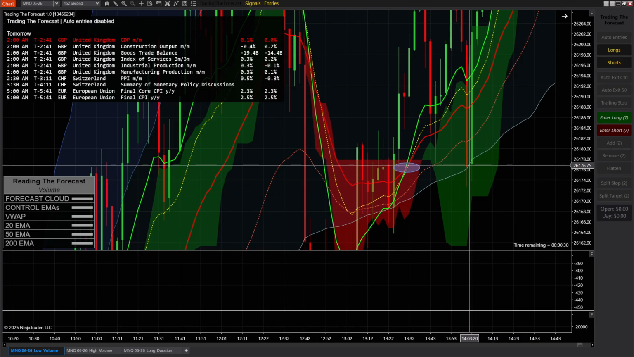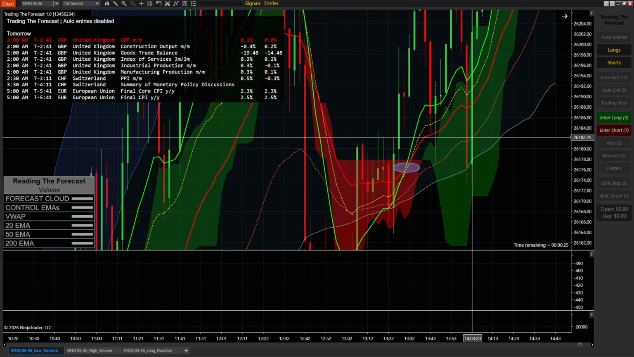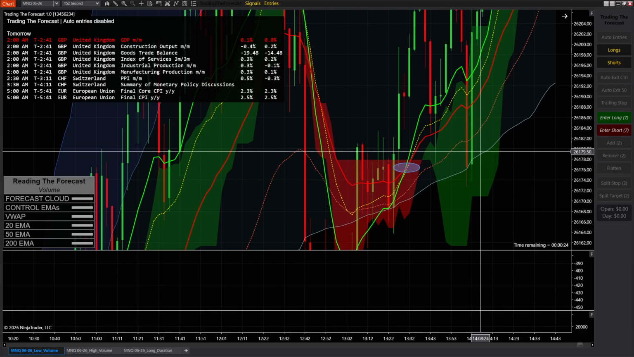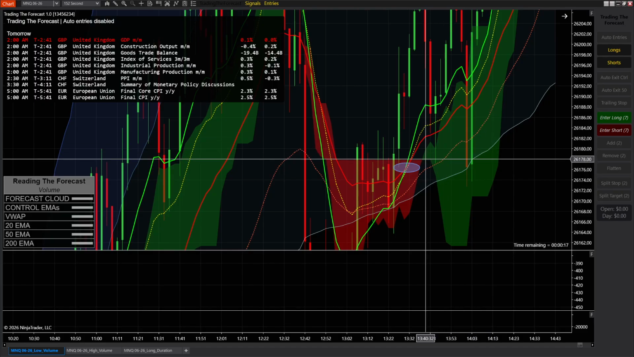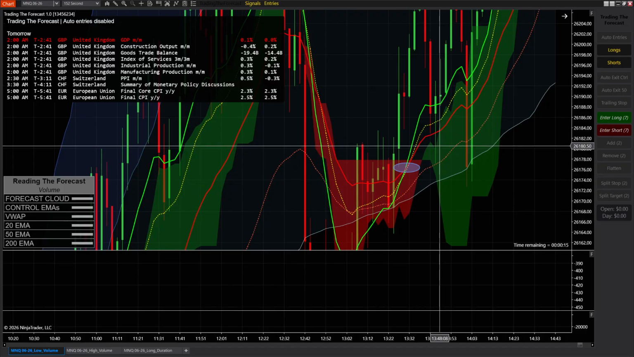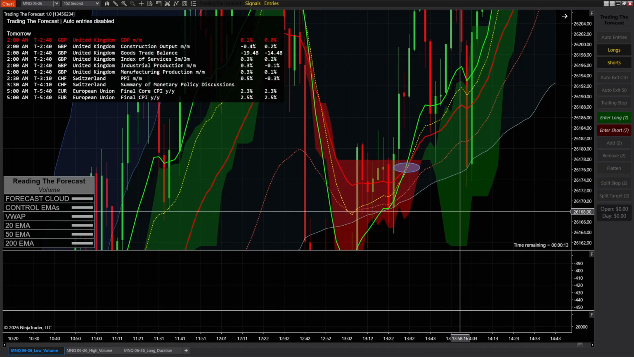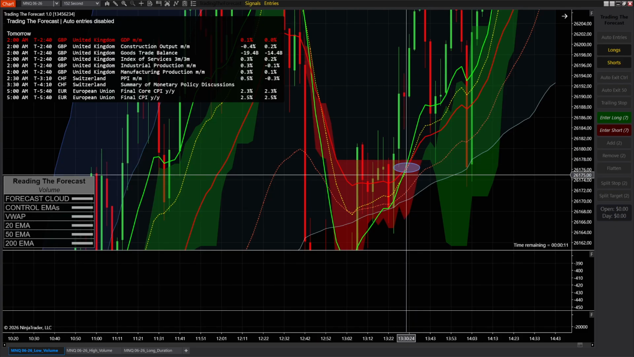So once the forecast cloud turned green, then you're looking for an entry. So maybe you're sitting down here off the deviation from the VWAP, maybe the 50 EMA, you're going to take a little heat before it goes. But your trade would have been in here somewhere after the forecast cloud turned green, okay? So that's how your control EMAs work.